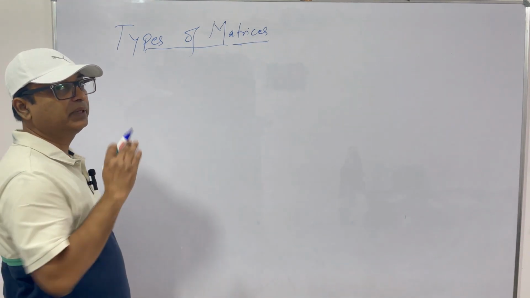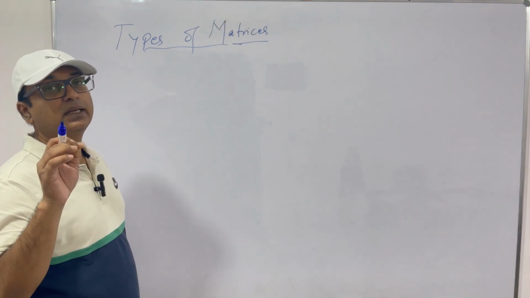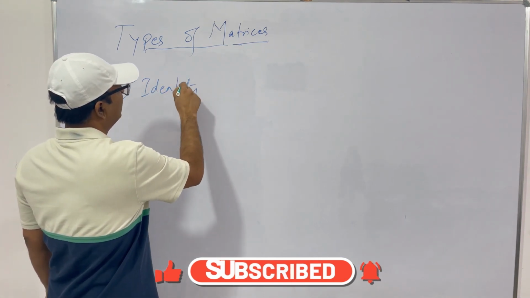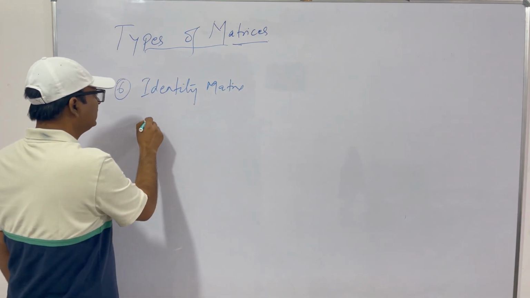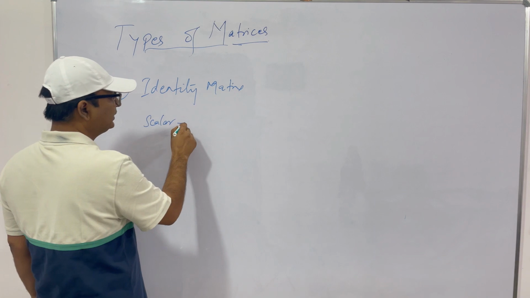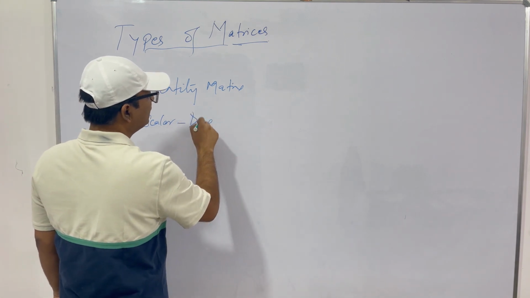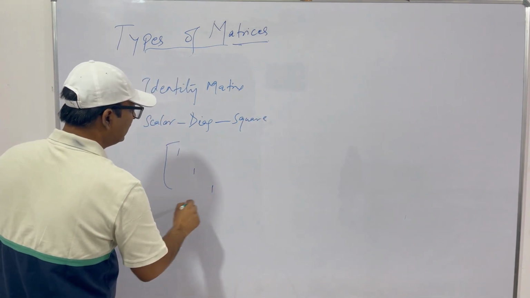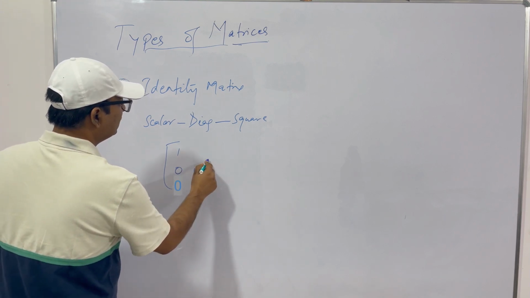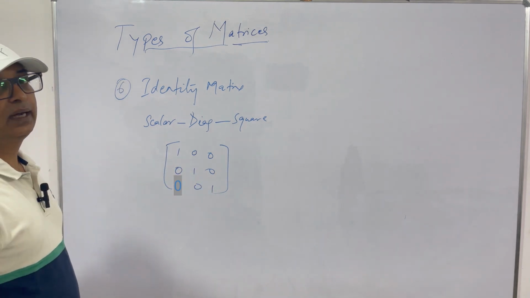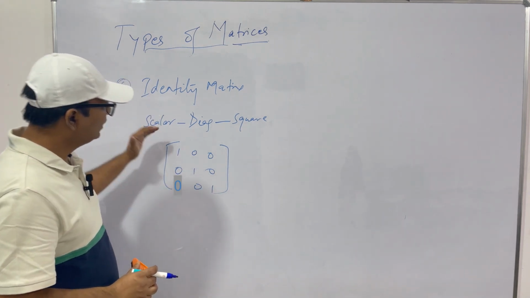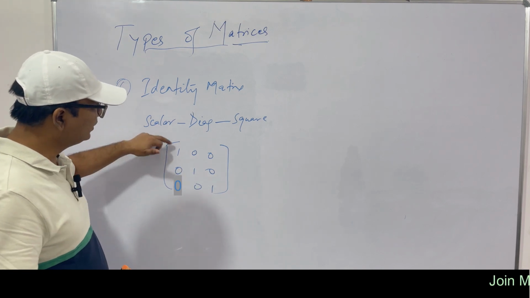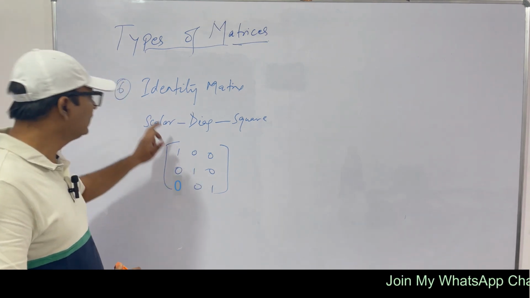Now we'll see our sixth type, that is called the identity matrix. It is a scalar matrix in which all the diagonal elements are equal to 1. So what is it? It is a scalar matrix. Scalar matrix means this is a diagonal matrix, and diagonal means this is a square matrix. So if all the diagonal elements are equal to 1, this is called an identity matrix. So it is a square matrix, all the non-diagonal elements are 0, and all the diagonal elements are the same. So it is scalar. And when all these elements are 1, it is an identity matrix.